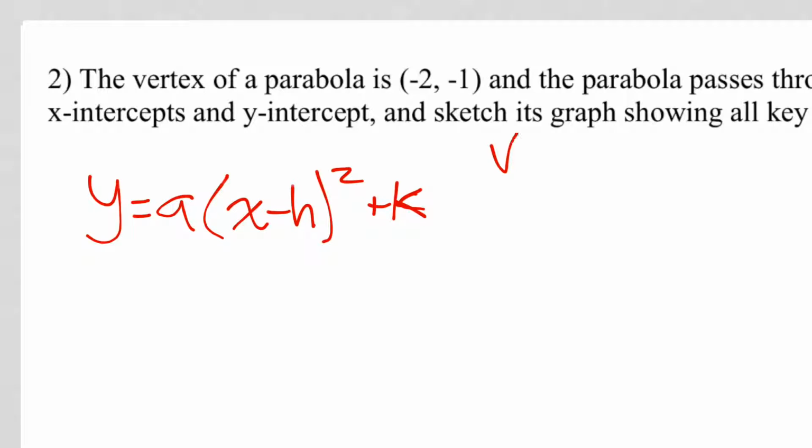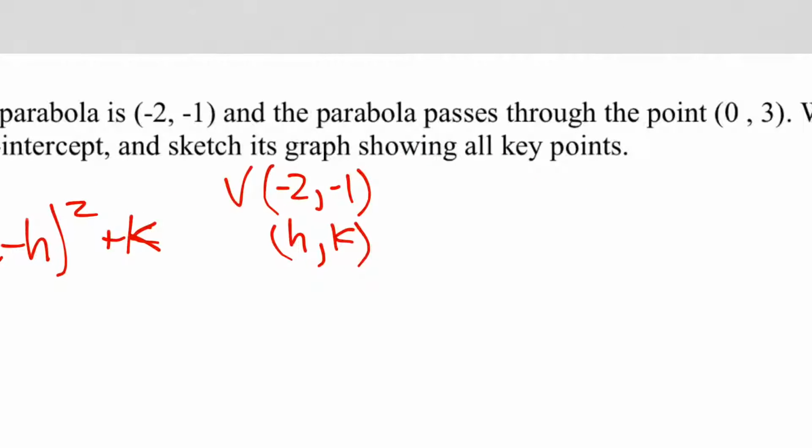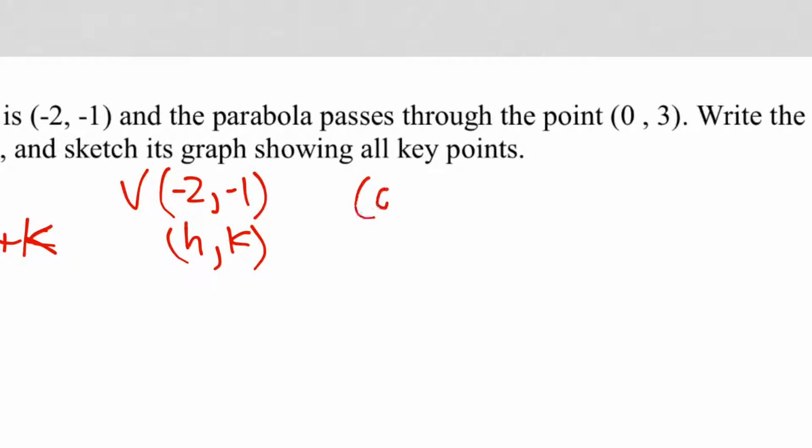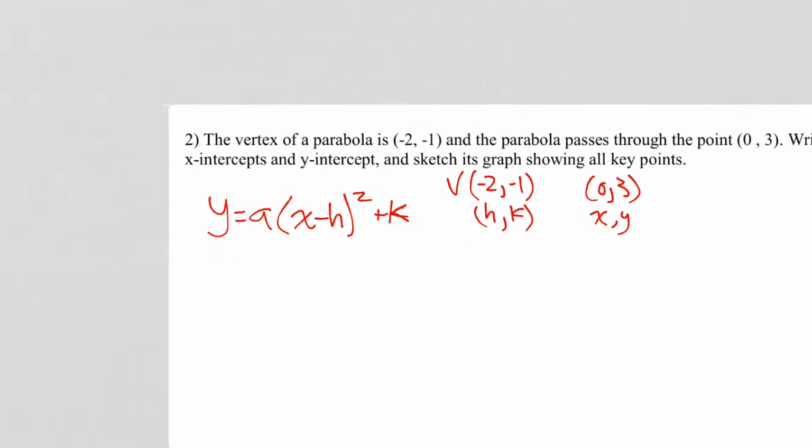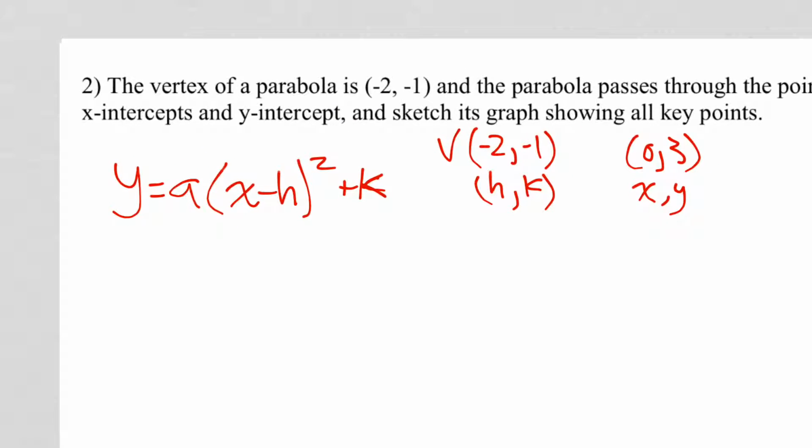Alright, so what do we know? We know the vertex is (-2, -1), which means we know our h and k. And we know another point is (0, 3), so we know our x and our y. And we are going to substitute into this equation. So y is 3. We do not know a, that's what we're solving for. x is 0 minus h, which is -2. So 0 minus -2 is 0 plus 2. Square that and add our k value, which is -1.